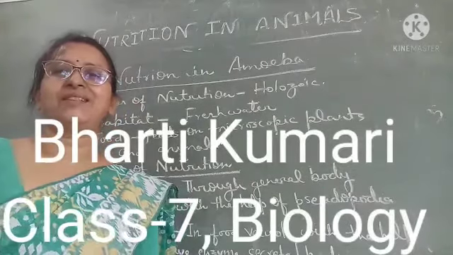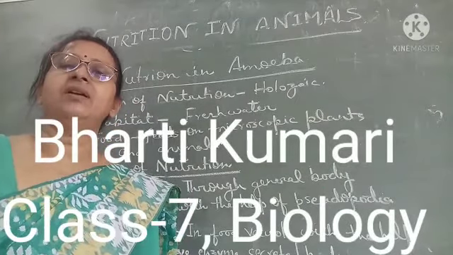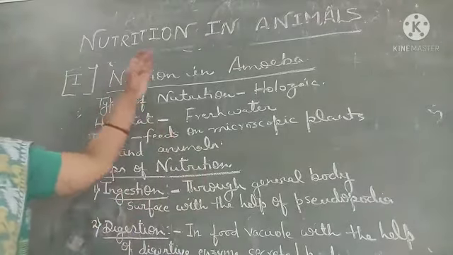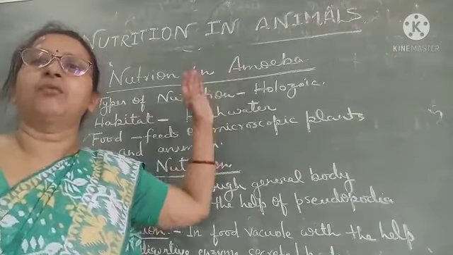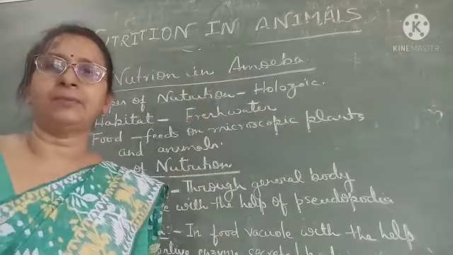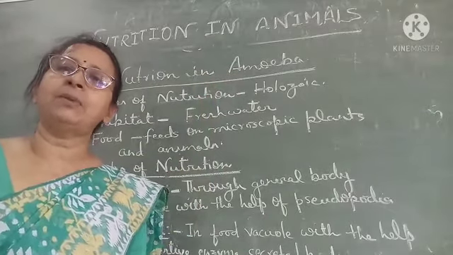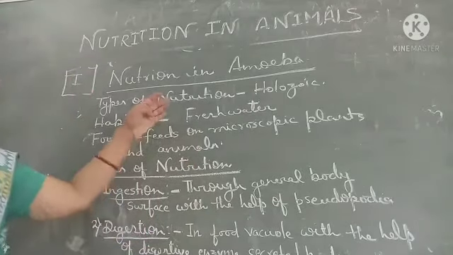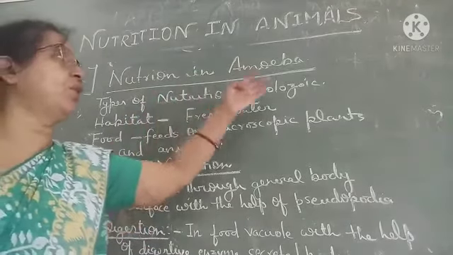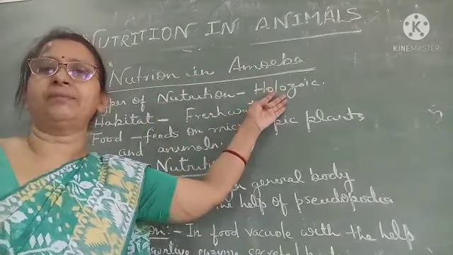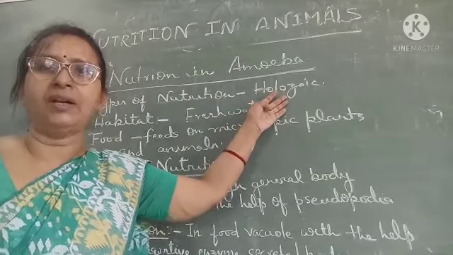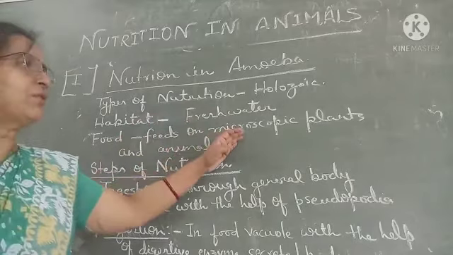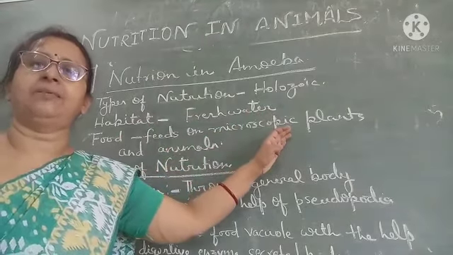Class 7 students. Today in chapter nutrition in animals, we will start nutrition in different animals. First of all, I am starting from amoeba. You know very well amoeba is a unicellular organism. Which type of nutrition does it show? It shows holozoic mode of nutrition. Its body is irregular, it is unicellular, and it feeds on microscopic plants and animals.